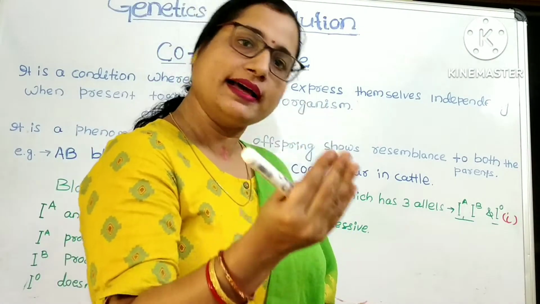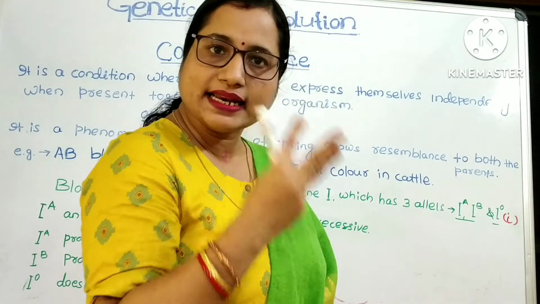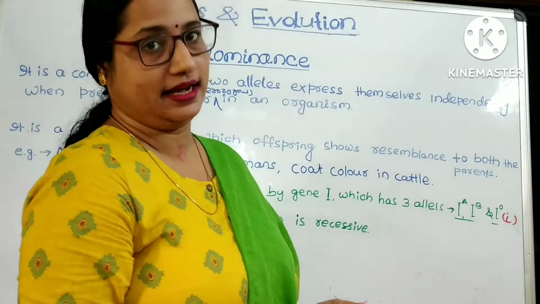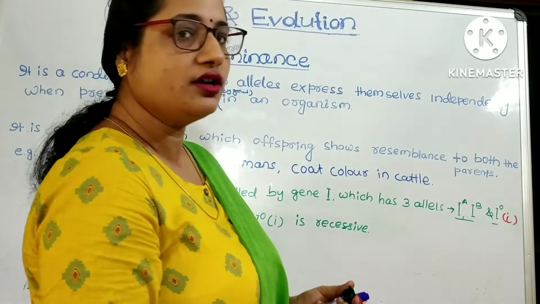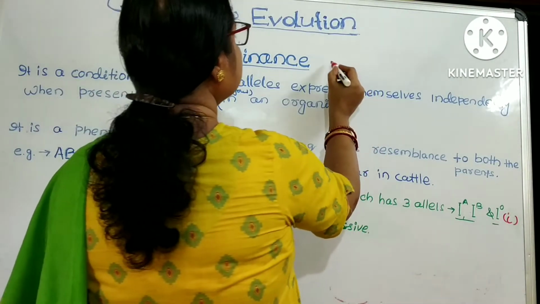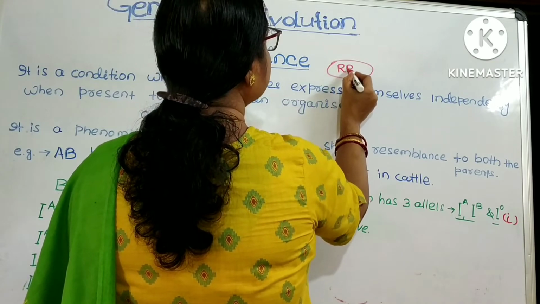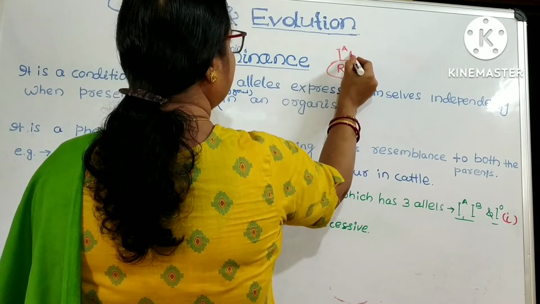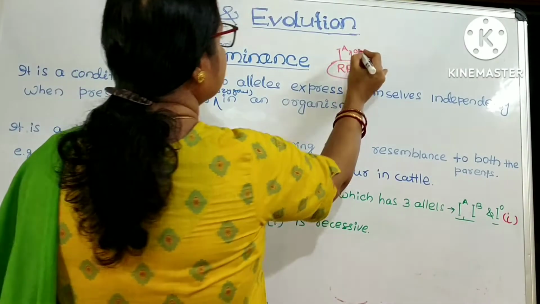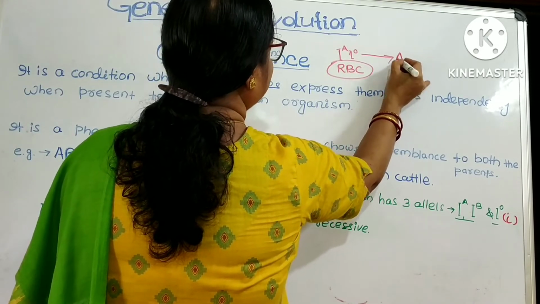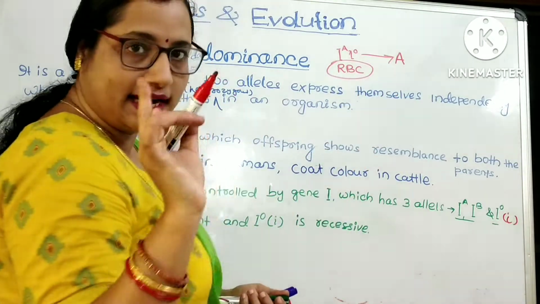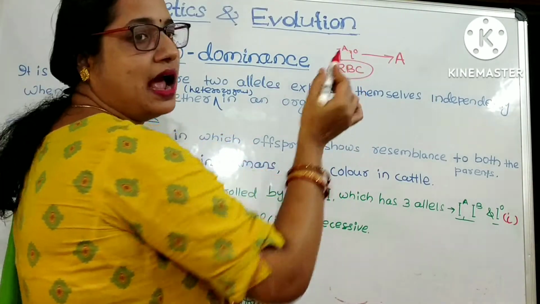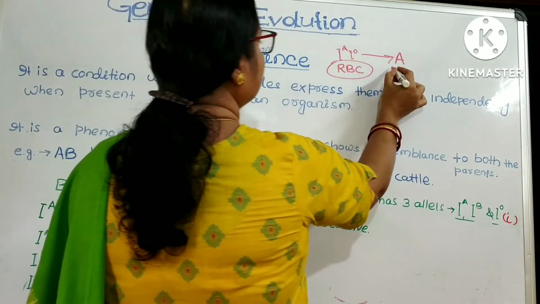The blood groups are controlled by gene I, and gene I contains three alleles. As a human being is a diploid organism, it can contain two alleles out of three alleles. Suppose this is the RBC of any human being. If IA and IO are present on the surface of RBC, then the blood group will be A, because IA produces antigen A, but IO cannot produce any kind of antigen, because IO is the recessive allele. So the blood group will be A.